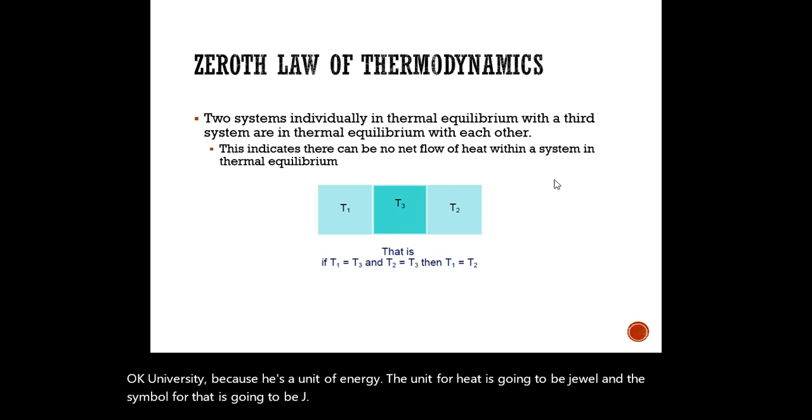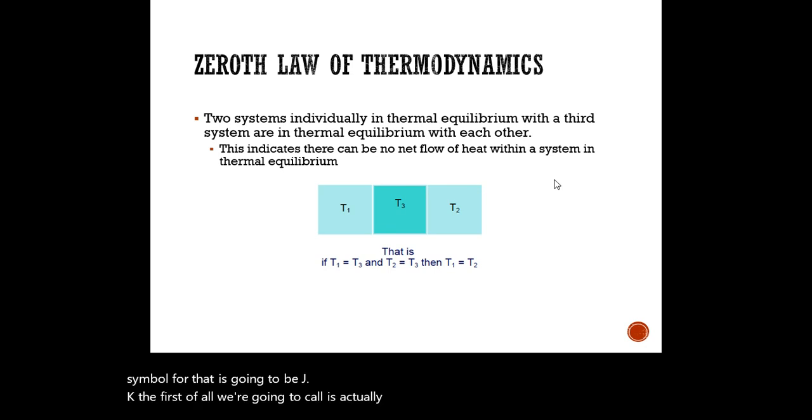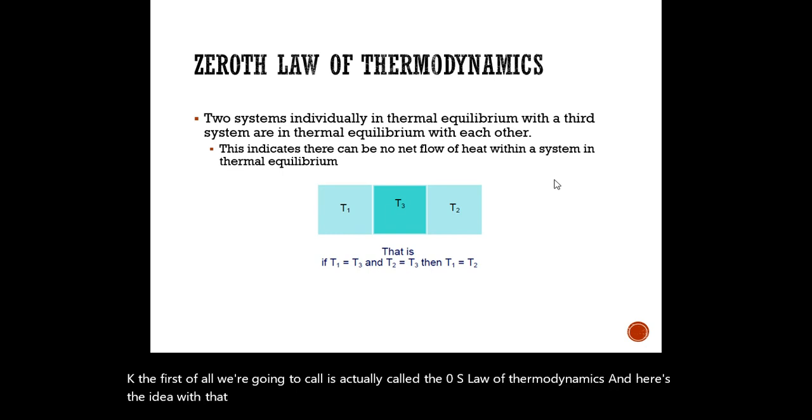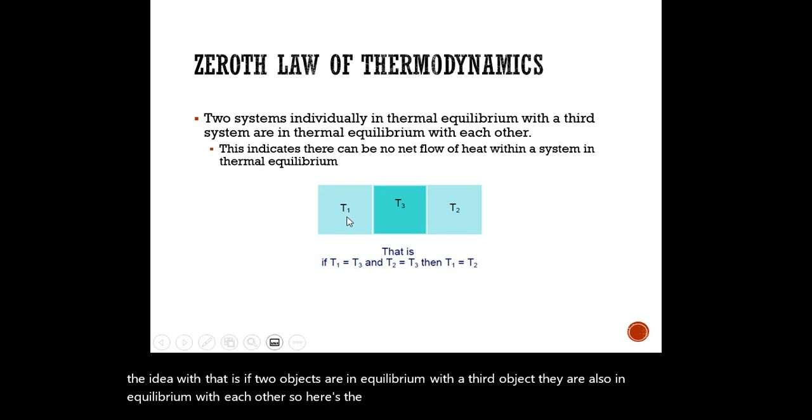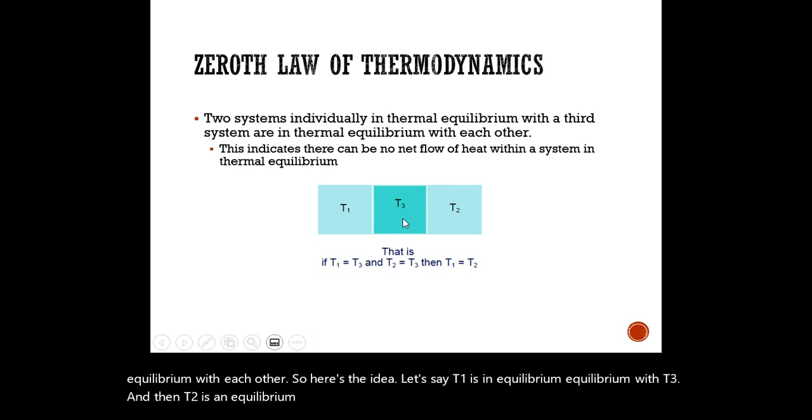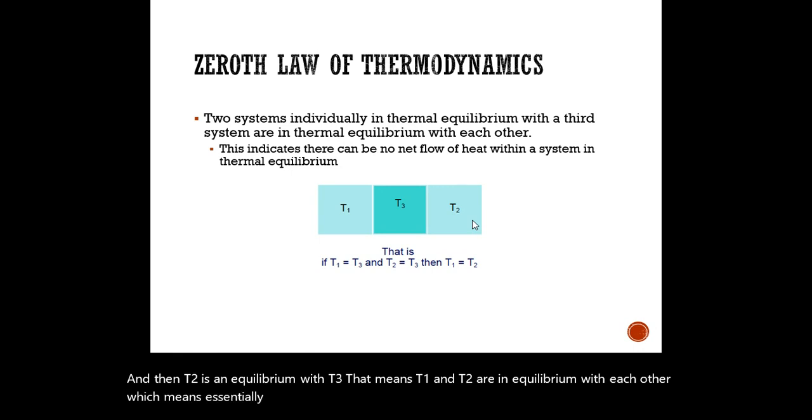Okay, the first law we're going to call is actually called the 0th law of thermodynamics. And here's the idea with that: if two objects are in equilibrium with a third object, they are also in equilibrium with each other. So here's the idea. Let's say T1 is in equilibrium with T3, and then T2 is in equilibrium with T3. That means T1 and T2 are in equilibrium with each other, which means essentially they're all at the same temperature.